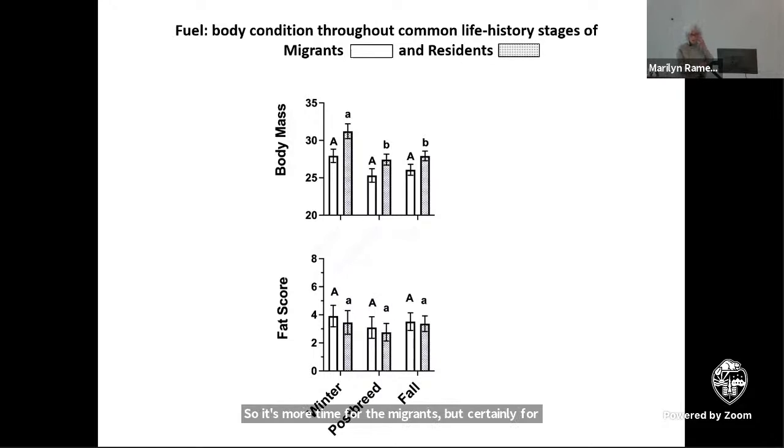If you'll recall, there's a time when this female showed very high baseline levels. If we look at fat stores, there's not much going on. You just don't see the amount of fat deposits that you do during migration or across the residents.